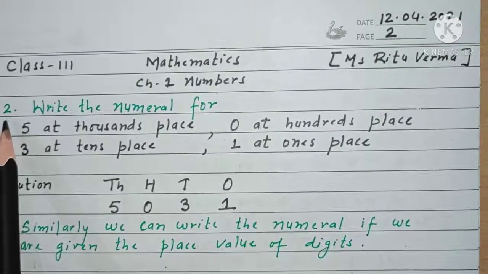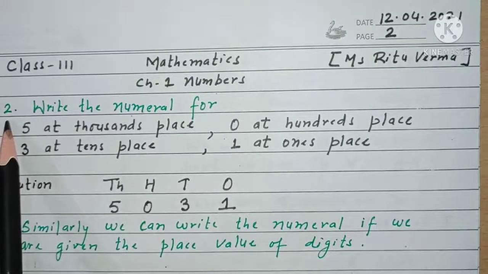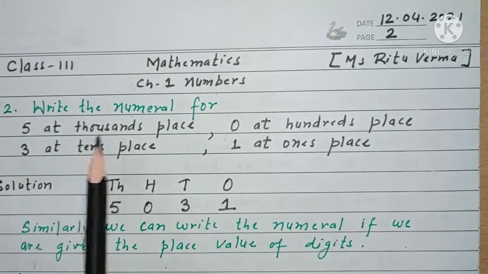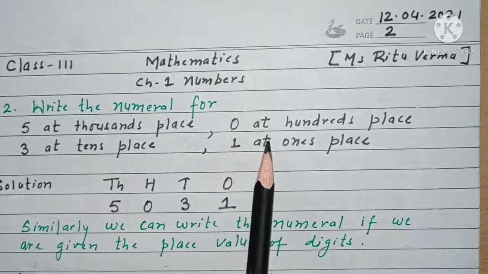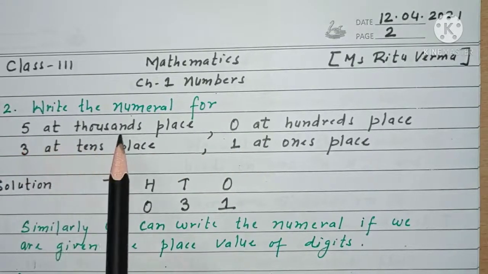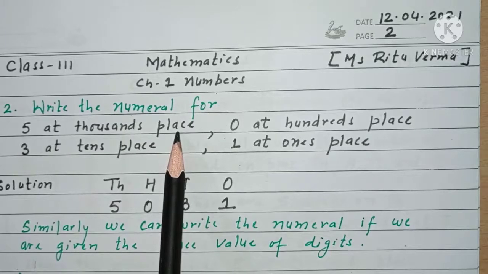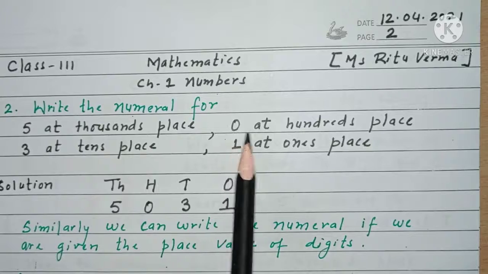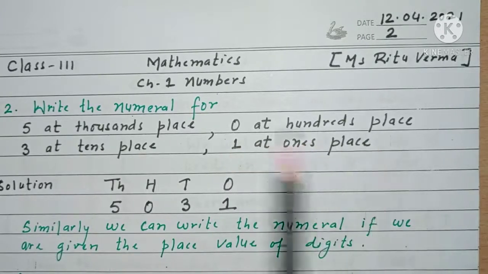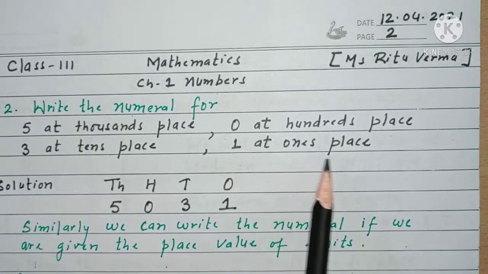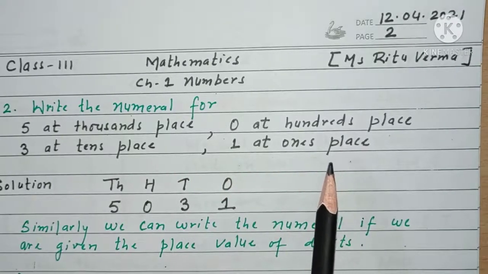Now, with the help of example number 2, we will learn how to write the numeral if we are given the place of the given digits. Now, see, 5 at thousands place. We have to write the numeral which is having 5 at thousands place, 0 at hundreds place, 3 at tens place, and 1 at the ones place. So, how to write it?